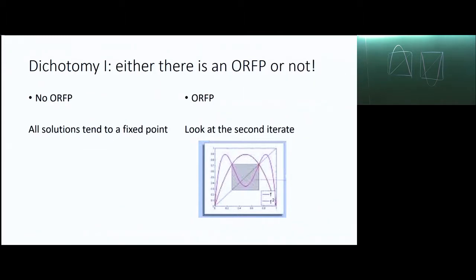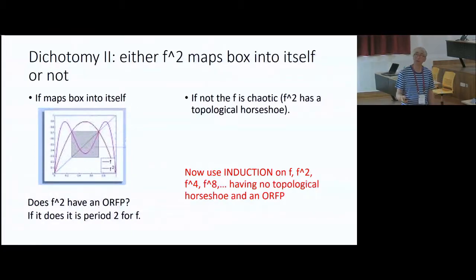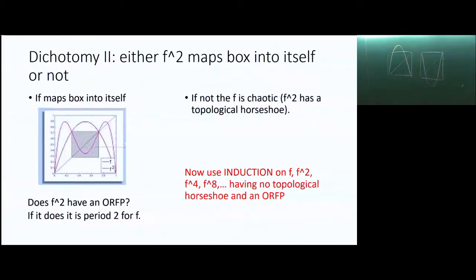So, we have another dichotomy. Either F2 maps the box into itself or not. I hope it's obvious what I'm saying. You can write this down in mathematical language, but it's just saying where the image of the critical point is in relation to other things. So, let's suppose it maps into itself, then we do have this picture. If not, then this point is below this line here. And we're actually in the picture that I've drawn here. And you can see that restricted to the box, the image of this branch is the whole thing, the image of this branch is the whole thing, so we have a topological horseshoe for F. Actually, the second derivative has that nice property. Okay, but in that case, it's chaotic.